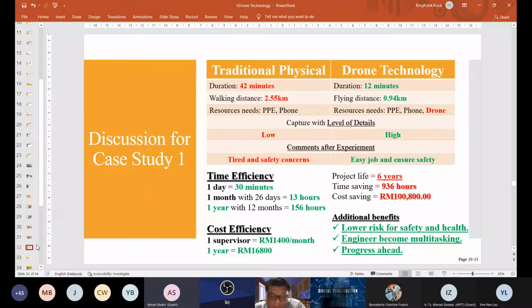So when we don't need to climb, the risk of safety and health issues will be reduced significantly, and then engineers will become more efficient, and can do a few jobs at the same time. Let's say they can prepare the report and monitor the site, because the time of site monitoring can be reduced significantly from 42 minutes to 12 minutes. Okay, if not happy with the site monitoring done in the morning, then they fly one more time in the evening, and it will take about 12 minutes only. Okay.